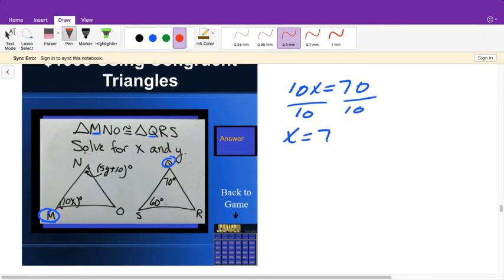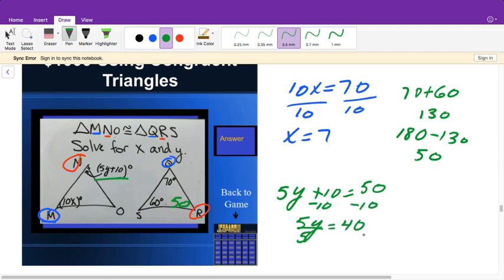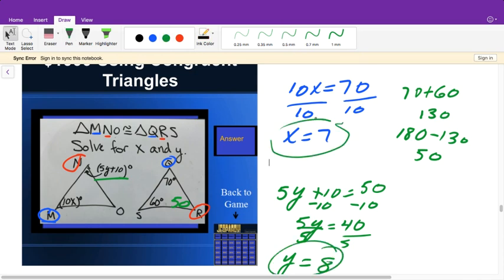And then from here, N corresponds with R. Well, we don't know what R is, but since we know these two angles, we can solve for R. We can say 70 plus 60, that's equal to 130. 180 minus 130 is 50. So that means this is 50, which means this also has to be equal to 50. So I can then say 5y plus 10 is equal to 50. Subtract the 10. 5y is equal to 40. Divide by 5. Y is then equal to 8. So we have x is equal to 7 and y is equal to 8.